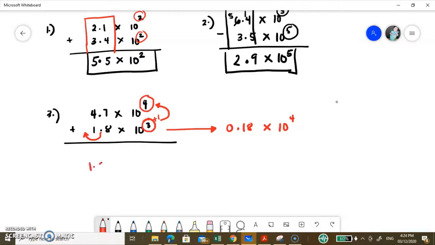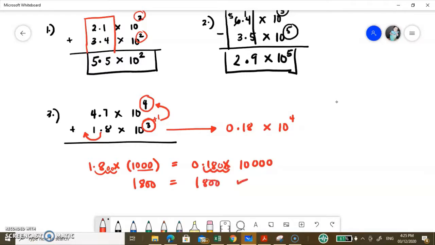Tingnan nyo ha. Itong 1.8 times 10 raised to 3, that's equal to saying 1.8 times 1,000. And then itong 0.18 times 10 raised to 4, that is also equal to saying 0.18 times 10,000. So, move ka lang 3 decimal places, 1, 2, 3, and then fill in mo lang ng zeros yung spaces. So, that would be 1,800. Ito naman, 4 decimal places, 1, 2, 3, 4. Then, fill in mo lang ng zeros. So, you see, they are the same.